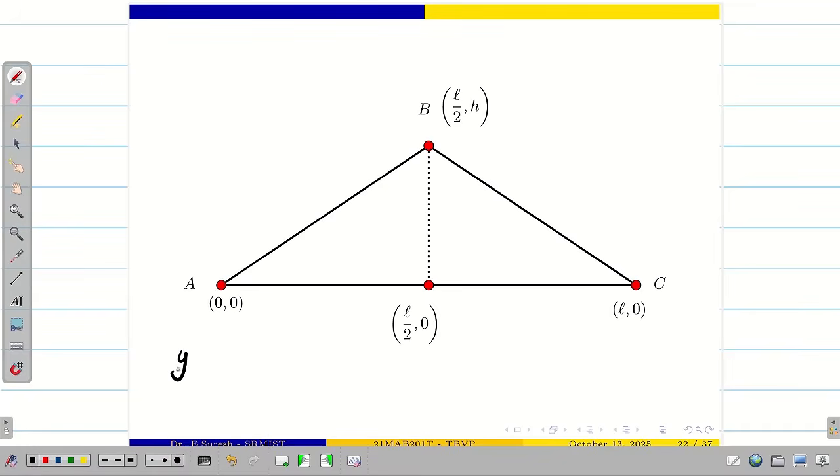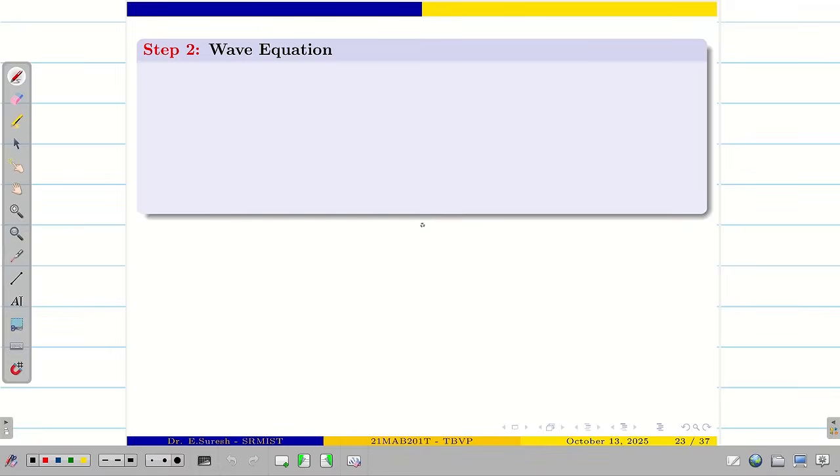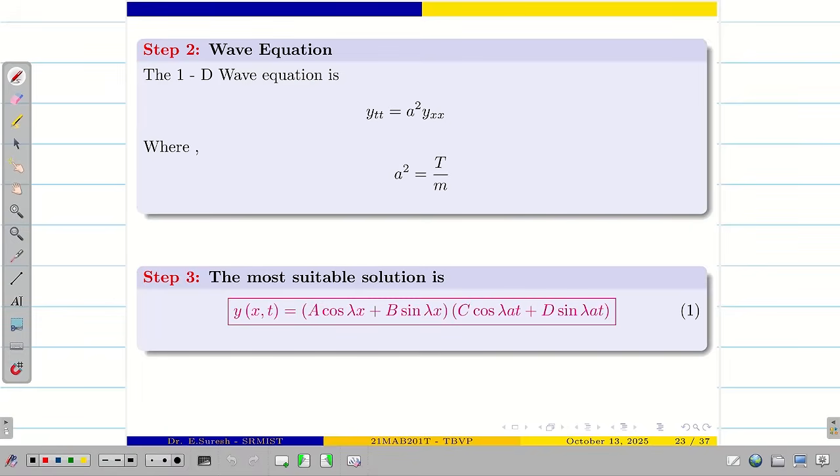Whenever we draw the diagram, we know on the left hand side we have to write 0, t. At any time t, this end is fixed. There is no displacement. Similarly, at the other end, for any time t, it is going to be fixed. There is no displacement. Next, steps 2, 3, 4 are all as usual. Let us write the wave equation. Y double t is equal to a square y double x, where a square is T by m, tension divided by mass per unit length, and we take the most suitable solution from the previous videos. You know all the basics.